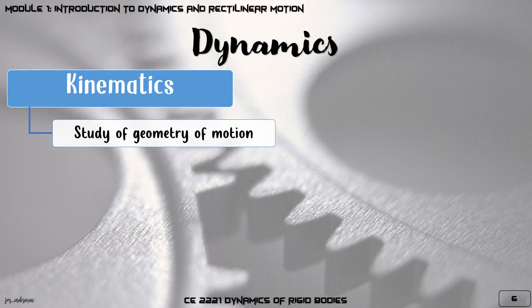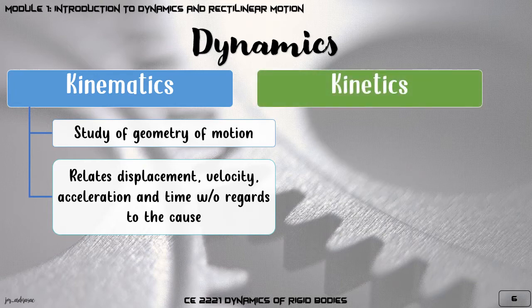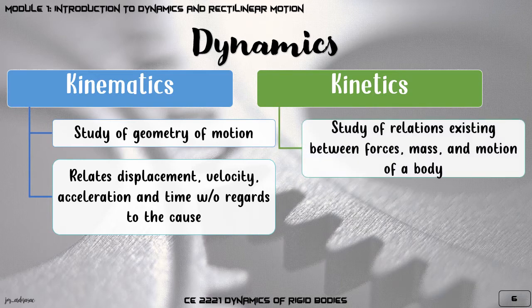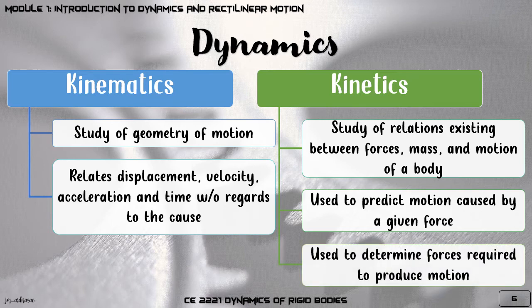So what is the difference between the two? Kinematics is the study of the geometry of motion and relates to the displacement, velocity, acceleration, and the time of motion without regard to the cause, which is the force. While kinetics is the study of relations existing between forces, mass, and motion of a body. This is used to predict motion that is caused by a given force. Likewise, kinetics can be used to predict or determine the force that is required to produce motion.